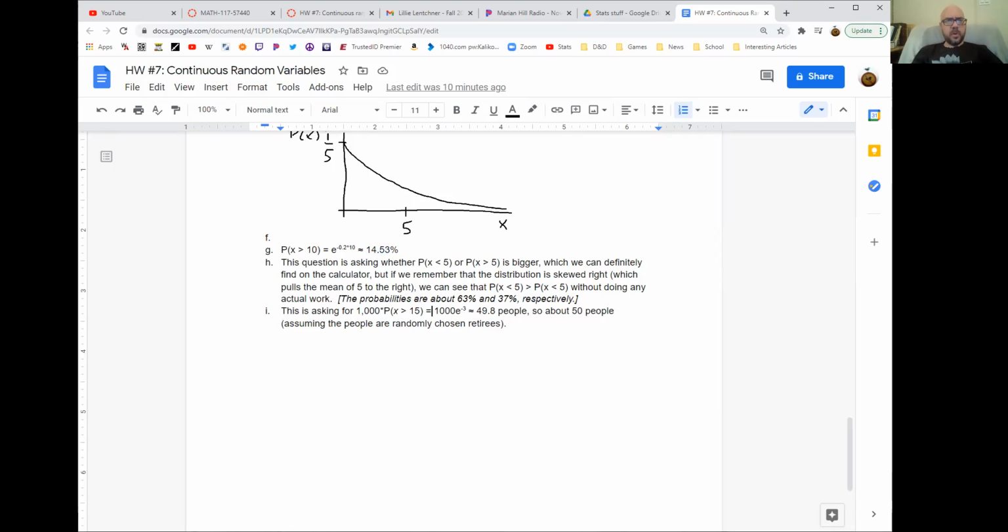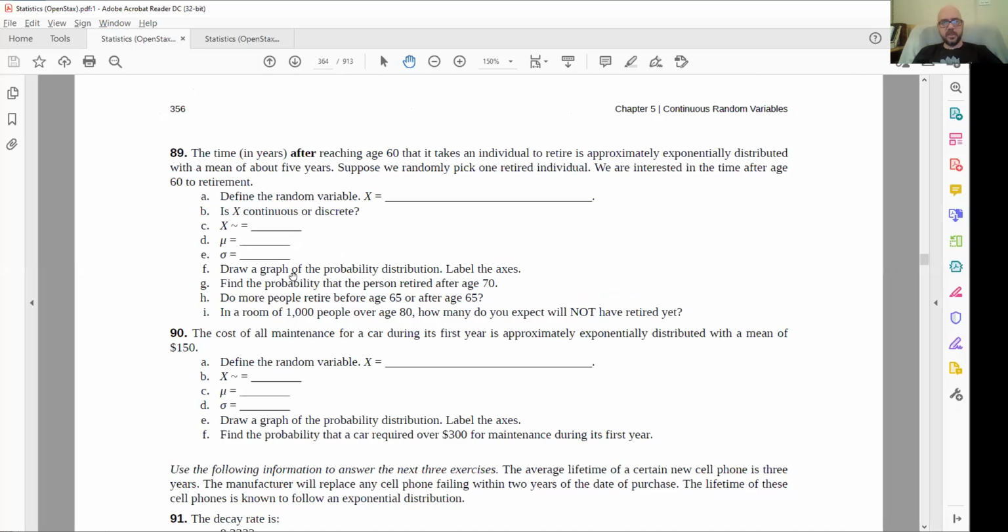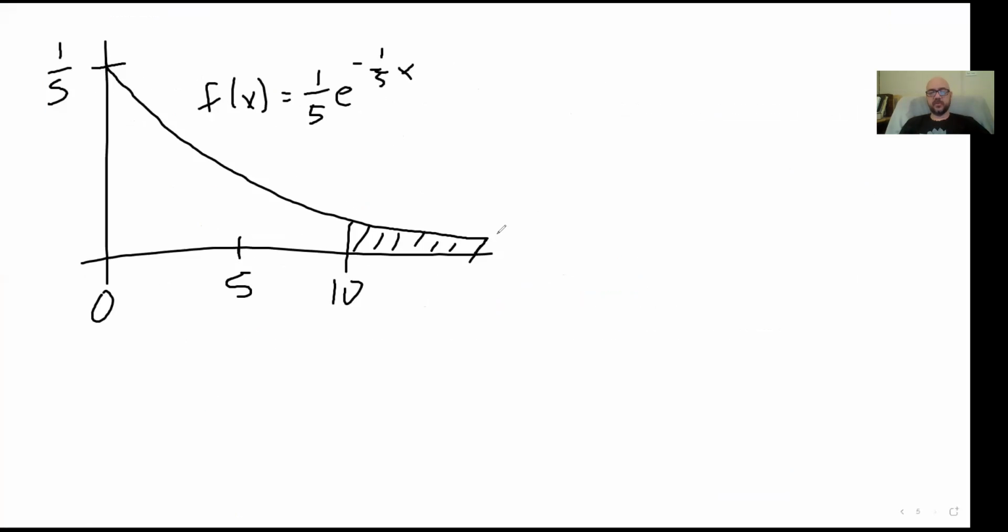Part H is kind of interesting. I actually like this question a lot. Now, you can certainly do this in an uninteresting way, right? We can calculate the probability of people retiring before age 65 and the probability of them retiring after age 65, so the area to the left of 5 and the area to the right of 5. But we can also do it without doing any work, which is my favorite kind of problem, the one where you just think about it and then you know the answer and you don't have to do any calculations.